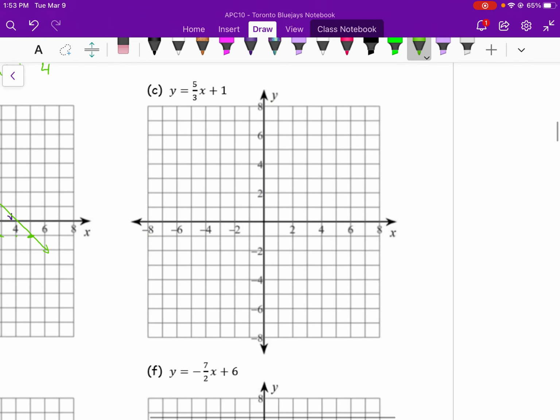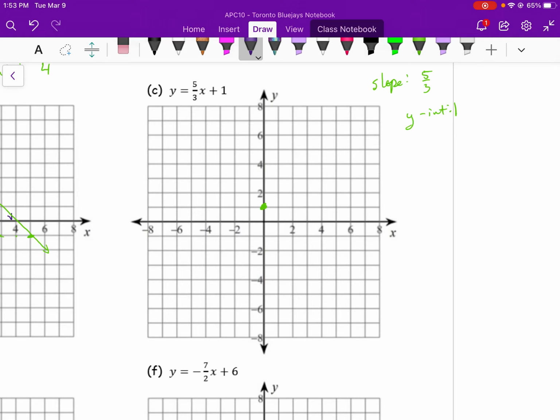Don't be afraid of this question. My slope is 5 over 3. My y-intercept is 1. So I'm just going to simply draw my y-intercept, boom, right there. Now my slope, remember, it is a measurement of my vertical change over my horizontal change.